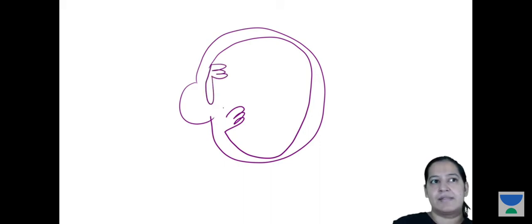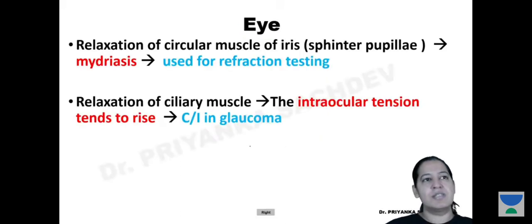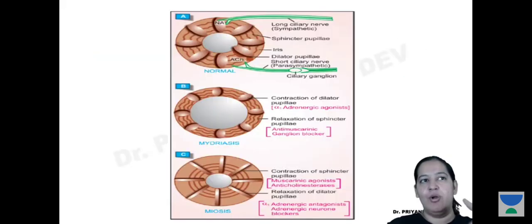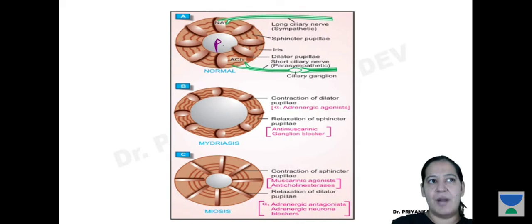And this is iris. Iris is like a curtain, a circular curtain with a hole. So this is the diagram of iris. You can see it is a circular curtain with a hole in between. The hole in between is the pupil. So the size of the pupil is meiosis and mydriasis. You can see in the first diagram it is a normal pupil. In the second diagram, the size of the pupil is increased, so it is mydriasis. In the third diagram, the size of the pupil is decreased, so it is meiosis.